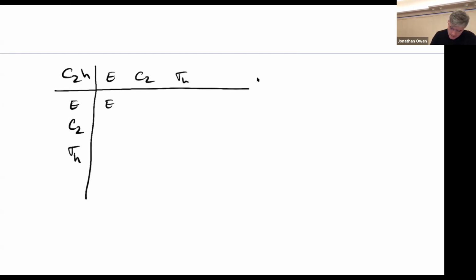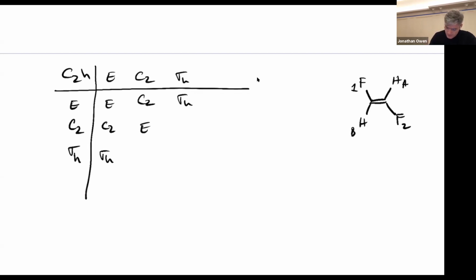E times E, C2, or sigma H is going to give back the same. C2 times C2. I'll draw my molecule over here again for reference. Right, C2 sends F1 to F2. Do it again, F2 goes back to F1. That's the same as doing nothing. Sigma H, sigmas are their own inverses.